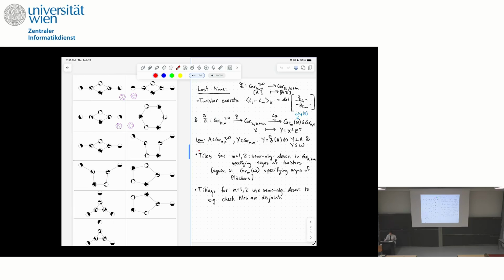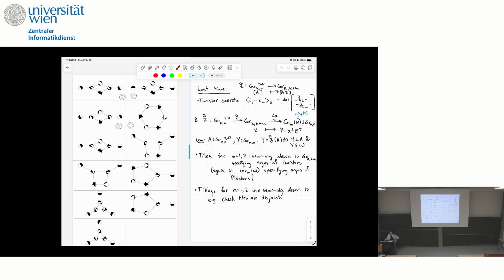I spent a long time on the combinatorics of tiles for the m equals 1 and m equals 2 amplituhedron. So we gave semi-algebraic descriptions in terms of signs of twistor coordinates, or equivalently, if you want the z tilde version instead, inside of the image of z tilde tilde, so this GRMW, we could cut out the image of z tilde tilde by specifying signs of Plücker coordinates. Sorry, we could cut out these tiles inside of that space by specifying signs of Plücker coordinates.